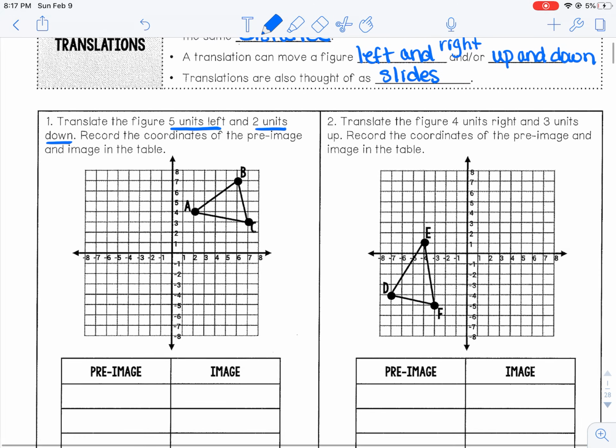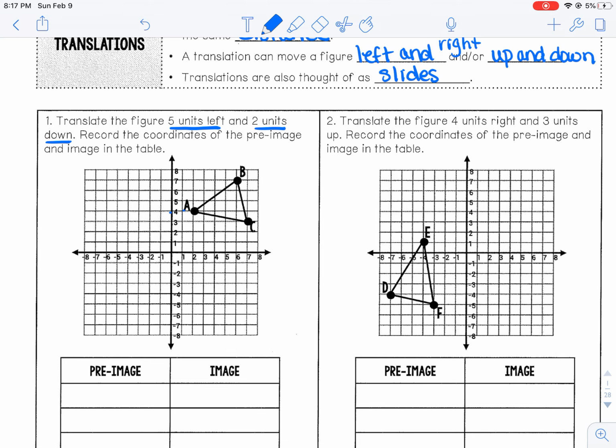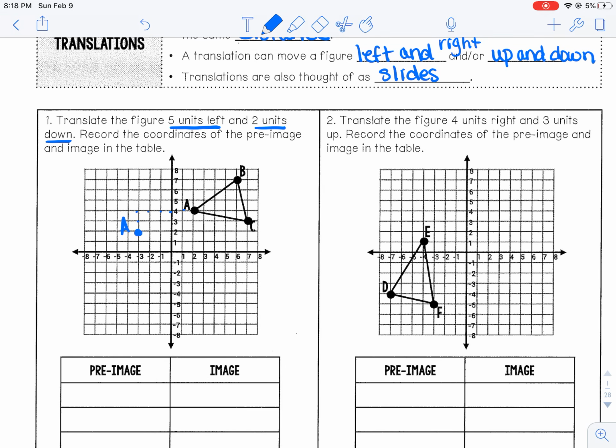So if I move A over 5 to the left, 1, 2, 3, 4, 5, then 2 units down, our new point is going to be here. This is called our image, our result. And we don't just call it A again, because that would be kind of confusing. We can call it A prime, or we can name it a totally different triangle. But for today, we're going to call it A prime. It looks like a little apostrophe up there.